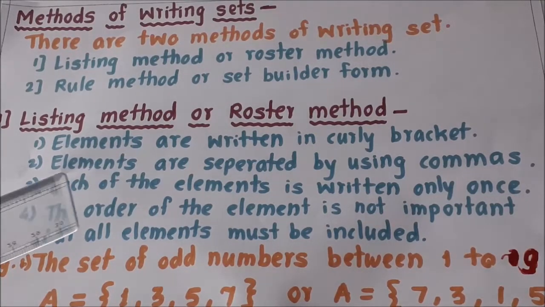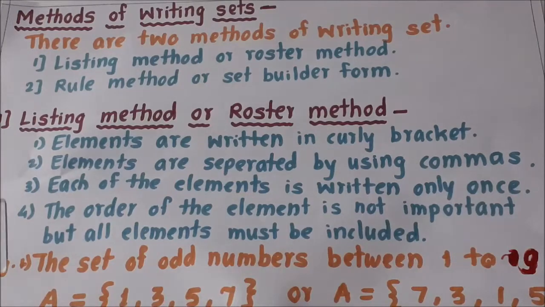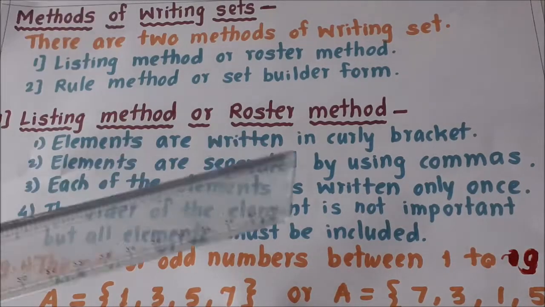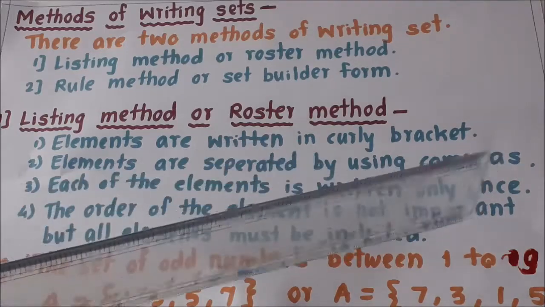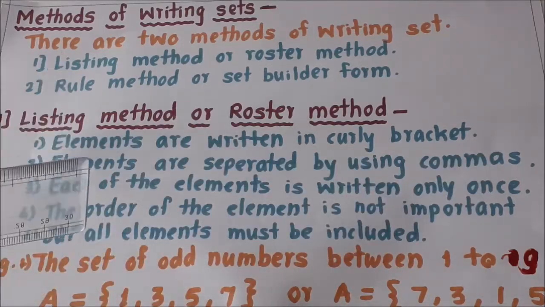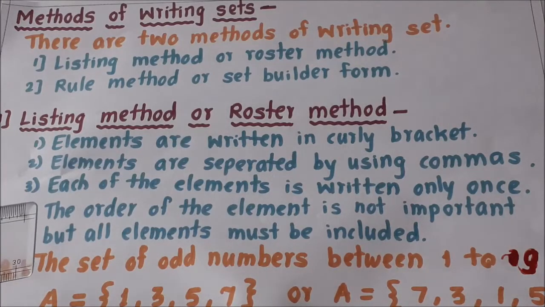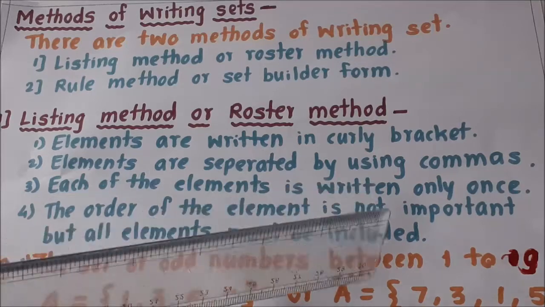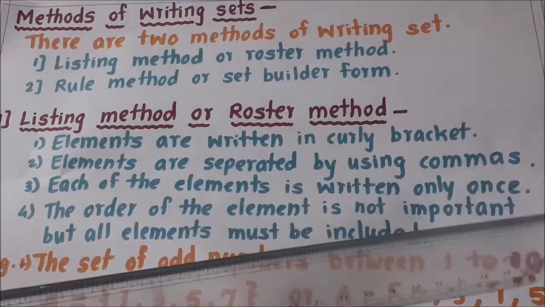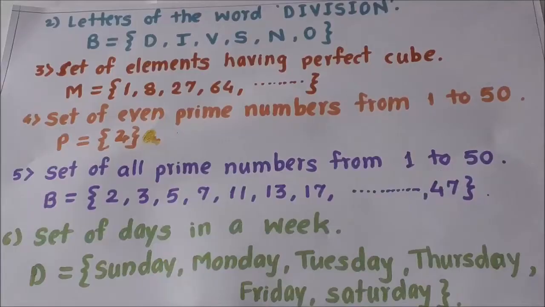For example, the set of odd numbers between 1 to 9. Now here, the elements of these sets are 1, 3, 5, 7 as we are writing in between them. So 1, 3, 5, 7 are the elements. So we can write these elements as A is equals to 1, 3, 5, 7 or A is equals to 7, 3, 1, 5. Means we can change the sequence of the element. Let us move with the next example.